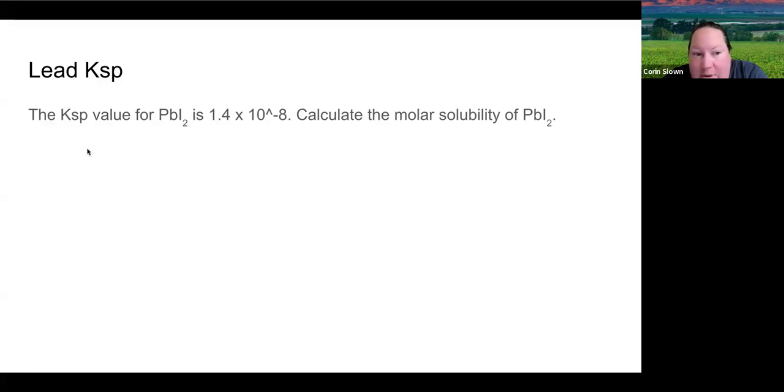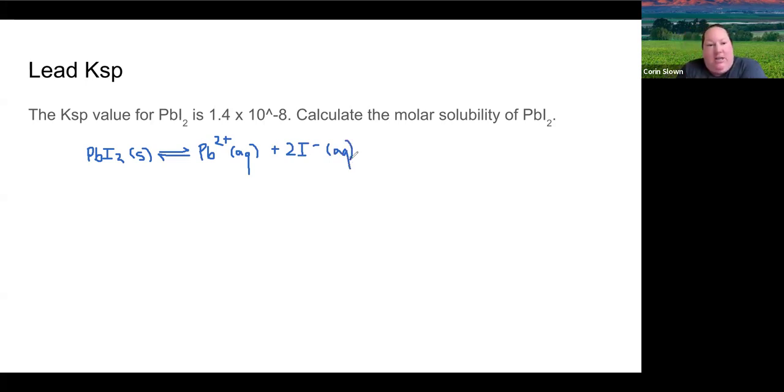So our first step is going to be to write out our equation for the ionization or the solubilization of lead iodide. If this was a solid and we were to put it into water, the ions that it would form are going to be Pb 2 plus, which is an aqueous ion, and I minus, which is also an aqueous ion. And the most important thing here is, for every 1 PbI2, we have 2 I minus and 1 Pb.